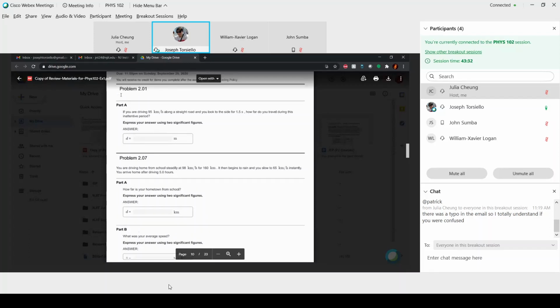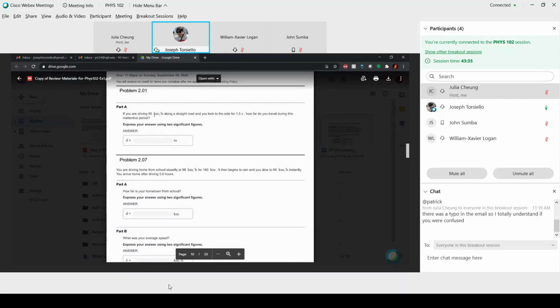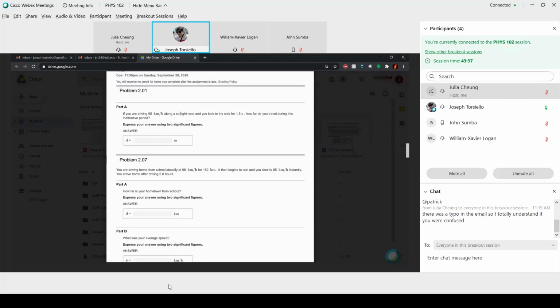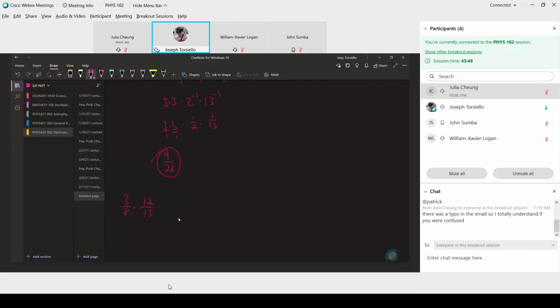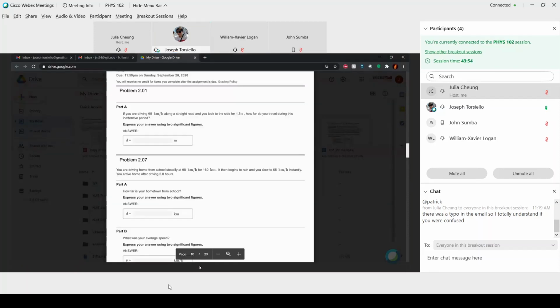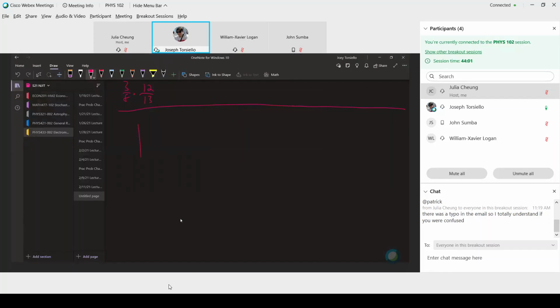So we'll start off with this problem. If you are driving 95 kilometers per hour along a straight road and you look to the side for 1.5 seconds, how far do you travel during that period? So the speed is constant. So just create a line here separating these. Alright, let's draw a graph.